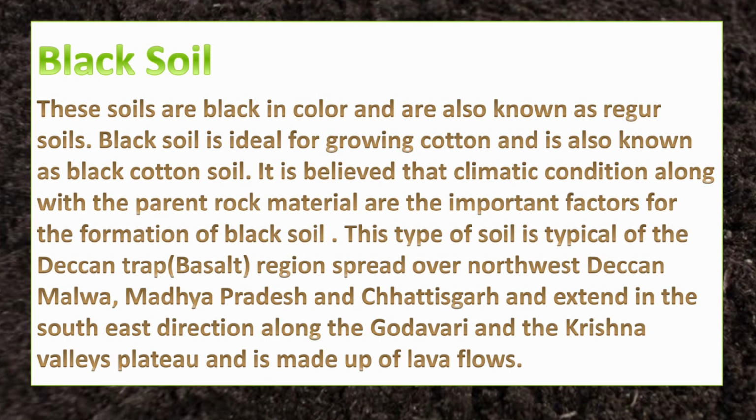Black soil. These soils are black in color and are also known as regur soils. Black soil is ideal for growing cotton and is also known as black cotton soil. It is believed that climatic conditions along with the parent rock material are the important factors for the formation of black soil. This type of soil is typical of the Deccan Trap basalt region spread over northwest Deccan, Malwa, Madhya Pradesh, and Chhattisgarh and extends in the southeast direction along the Godavari and the Krishna valleys. The plateau is made up of lava flows.